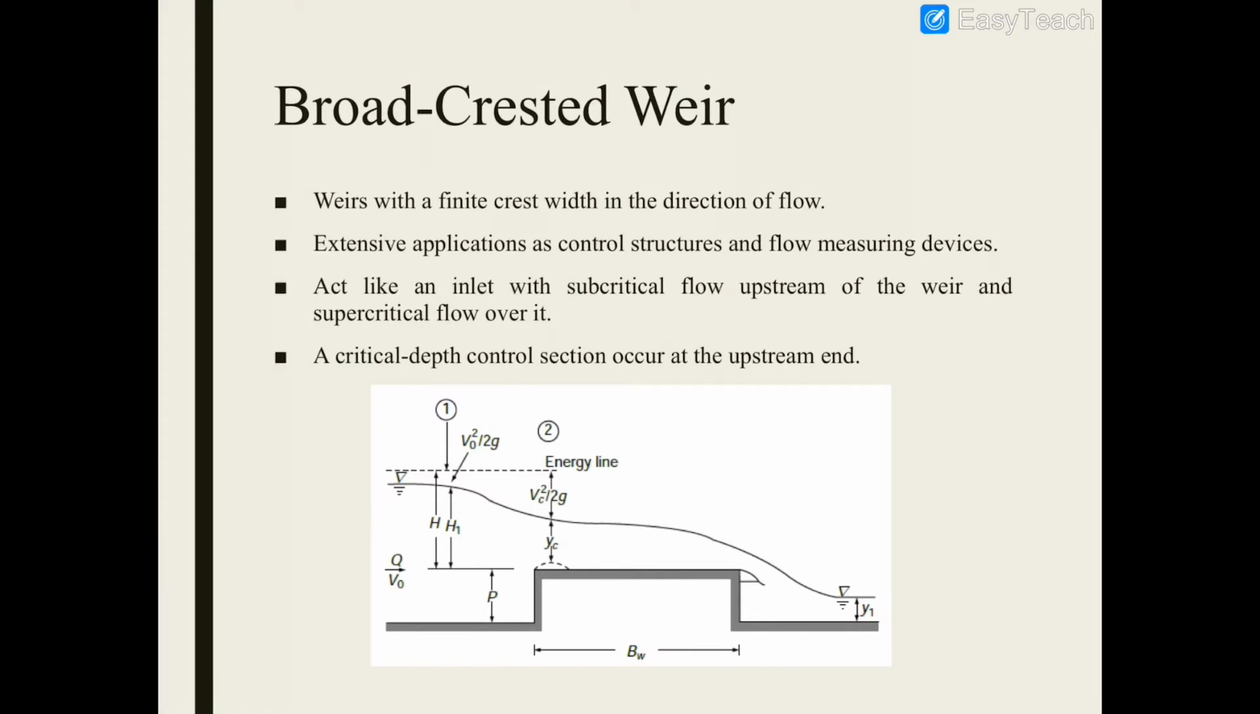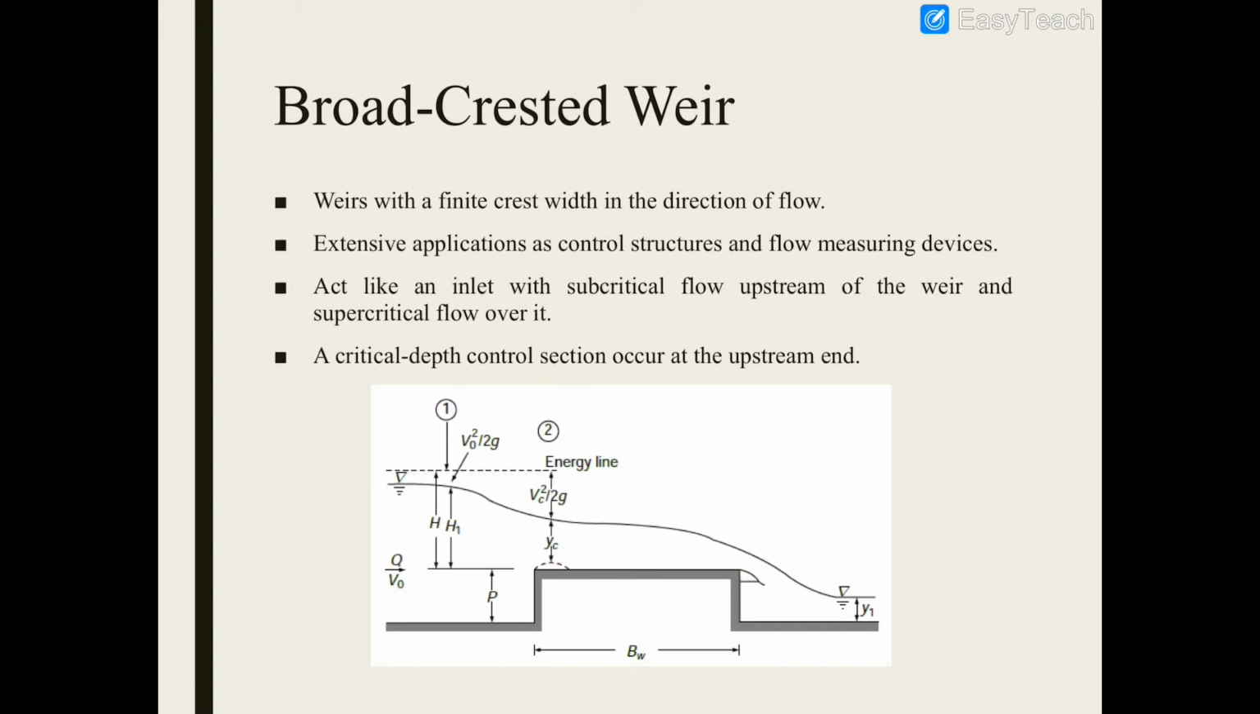In this video we will discuss the broad crested weir, which is one of the flow measuring devices in open channel. Firstly, we look at the definition of the broad crested weir. Weirs with a finite crest width in the direction of flow are called broad crested weirs.